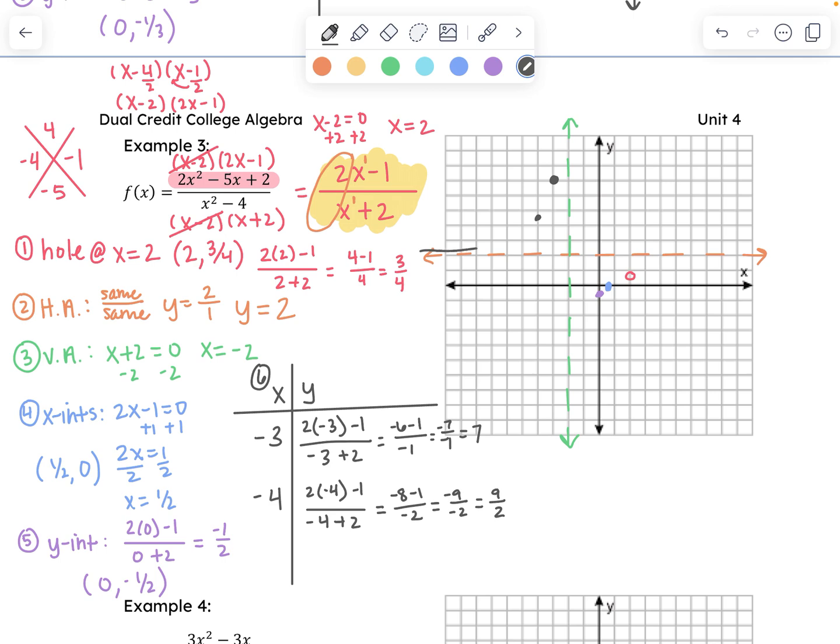So 2 points would be enough to connect my points and draw a curve. Over here I've got 3 points, so I can connect those. And there's my curve.